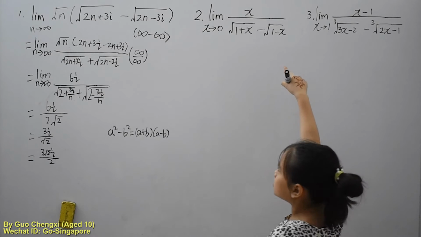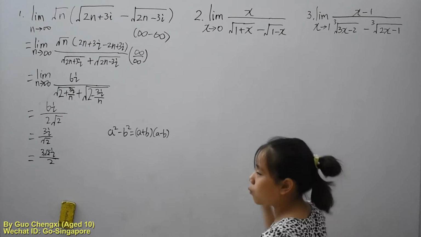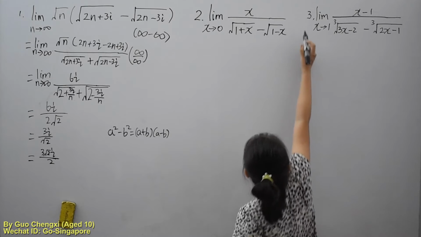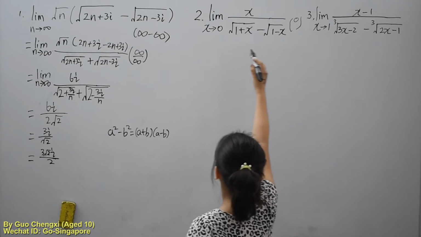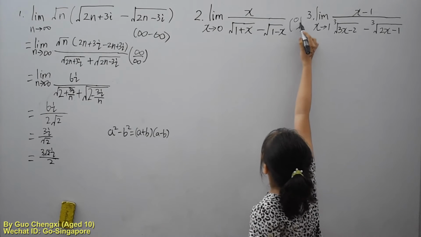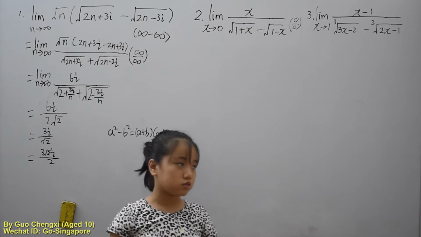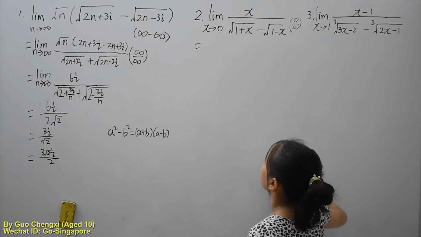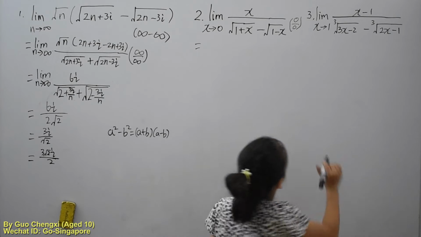Now over here, let's see the next one. What is the indeterminable form? 0, of course. Then over here become 1 minus 1 equal to 0. So 0 over 0. Then what are we supposed to do? For this part, you have to use rationalization. But which rationalization is it? Let's see.